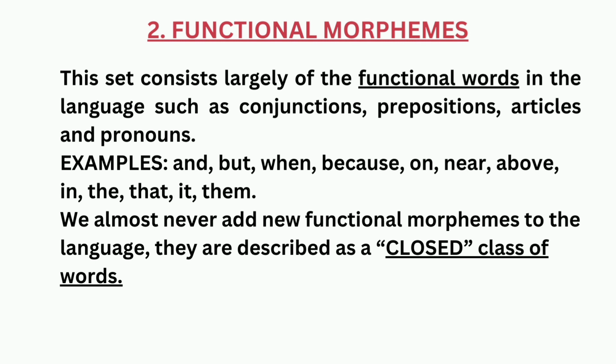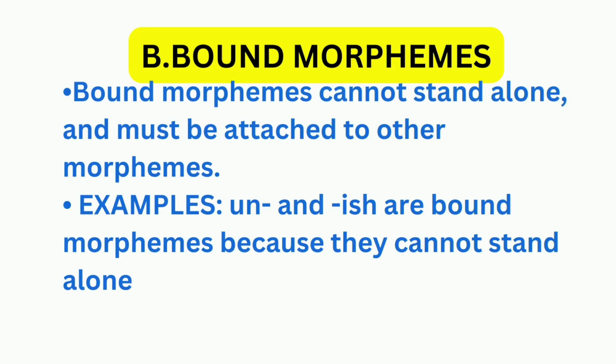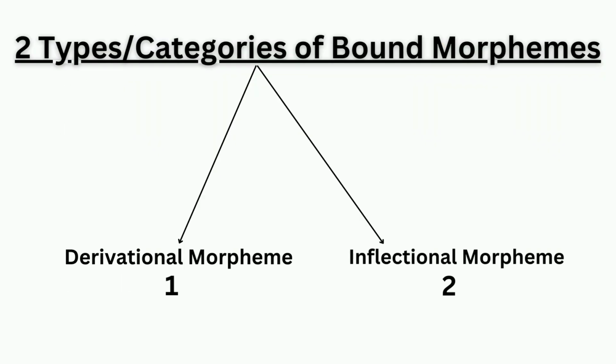Now the next broader category: bound morphemes. As the name says, they cannot stand alone and must be attached to other morphemes. For example, un and ish are bound morphemes because they cannot stand alone. There are two categories of bound morpheme: derivational morphemes and inflectional morphemes.